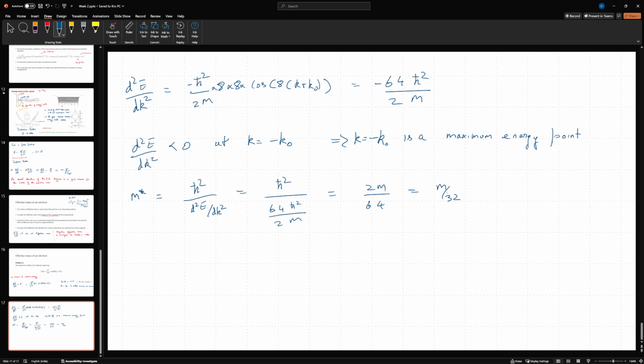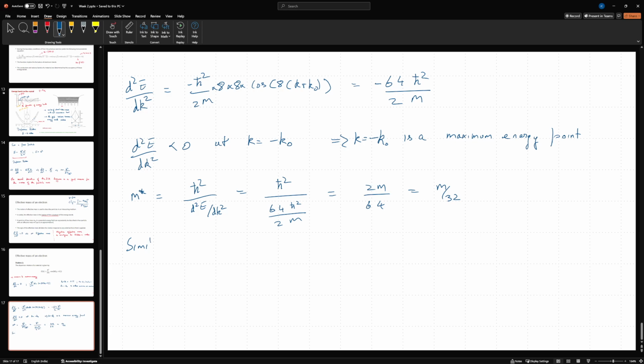Similarly, we can consider the case where the energy is at the minimum. So for that we need to consider k plus k naught equal to pi. So that will give us k is equal to pi minus k naught. So all the analysis will continue. I will get the same mass with a negative value.